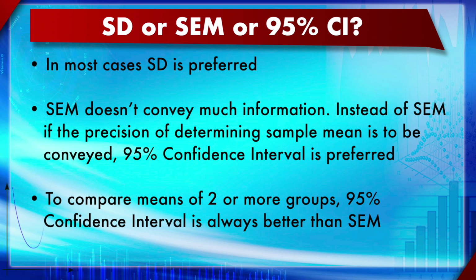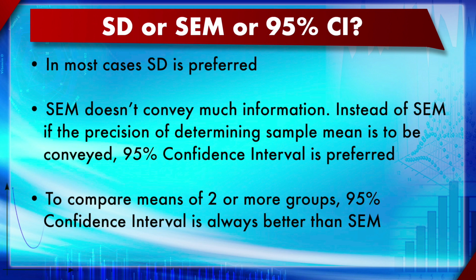So, SEM, that is standard error of the mean, does not convey much information. Instead of SEM, if the precision of determining the sample mean is what you would like to portray, then go with 95% CI, because with the normal SEM the confidence is only 68%, which is rather very low. So, you can increase the confidence by going with the 95% CI, which is a rigorous method to portray your confidence in determining your sample mean.